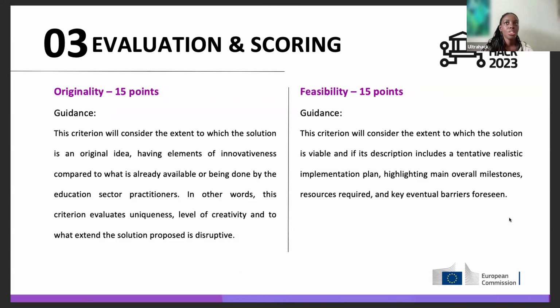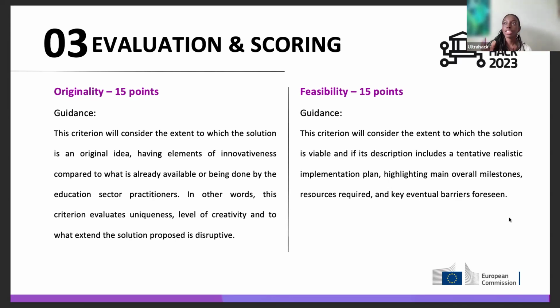We have here the originality with 15 points. In this criterion, you'll consider to what extent the solution is an original idea, having elements of innovativeness, compared to what's already existing among education sector practitioners. In other words, this criterion evaluates uniqueness, the level of creativity, and to what extent the proposed solution is disruptive.